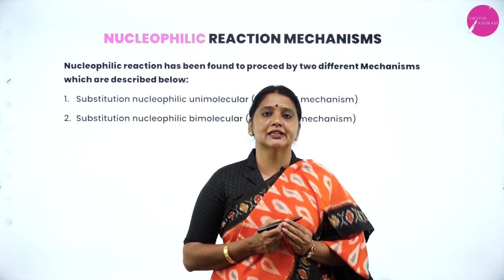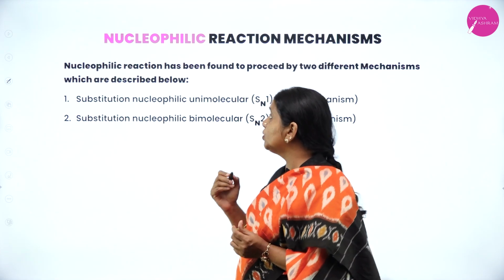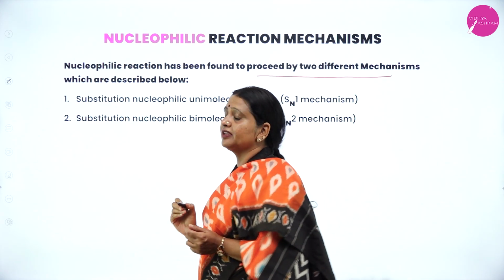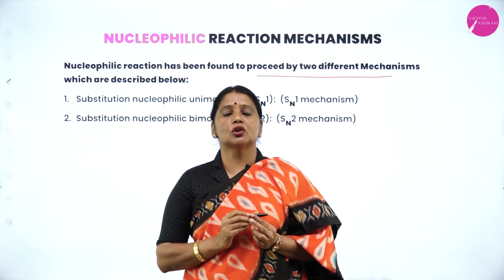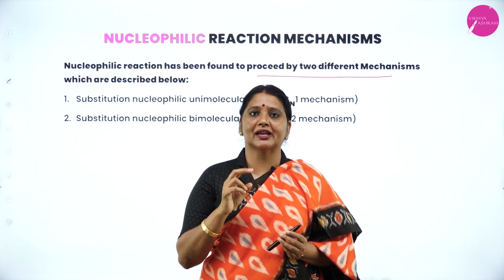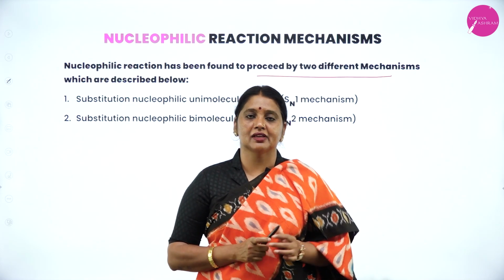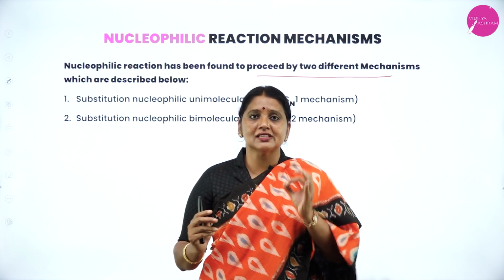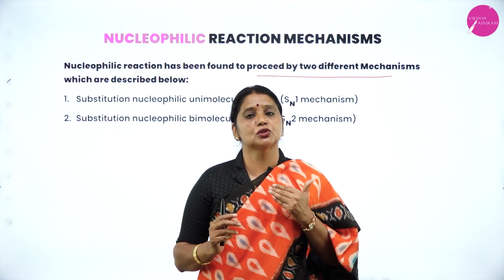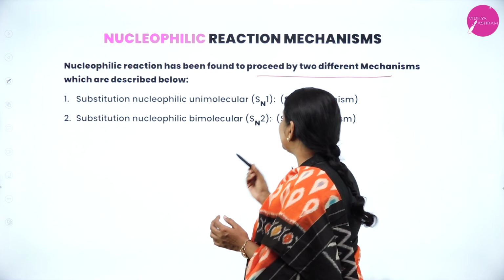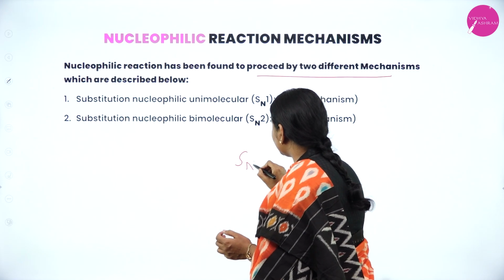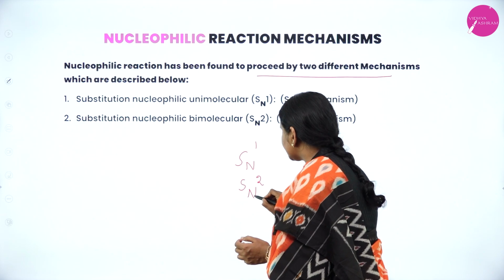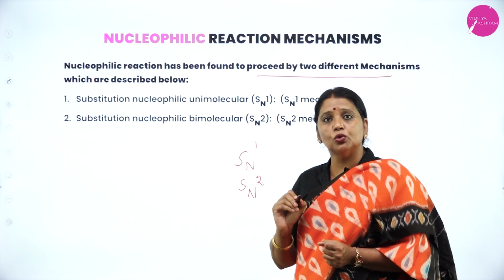You know that alkyl halide undergoes nucleophilic substitution reaction. For that, you have to write the reaction mechanism. Nucleophilic substitution reaction has been found to proceed by 2 types of different mechanism. For nucleophilic substitution, there are how many types of mechanism? 2 types. Reaction is different, reaction mechanism is different. Nucleophilic substitution reactions are explained by using 2 types of mechanism. One is SN1 mechanism. Second one, SN2 mechanism.